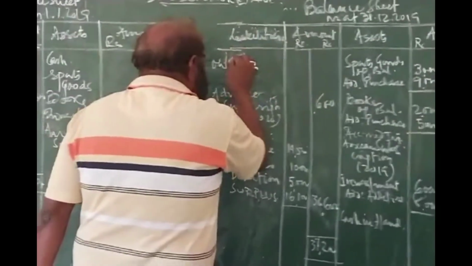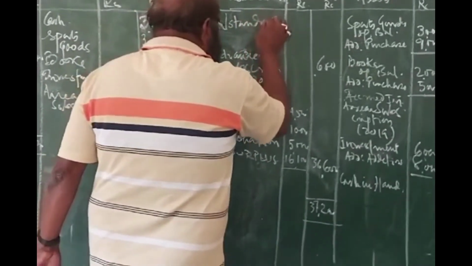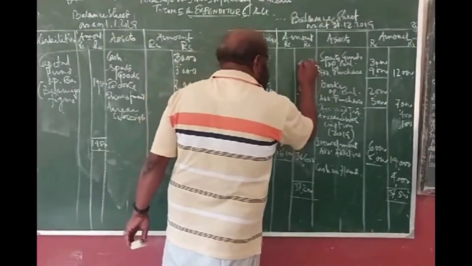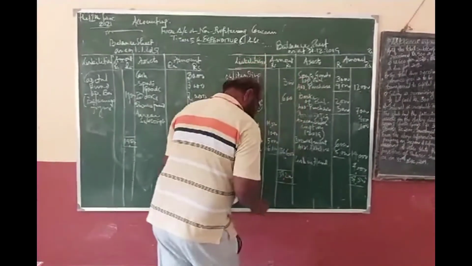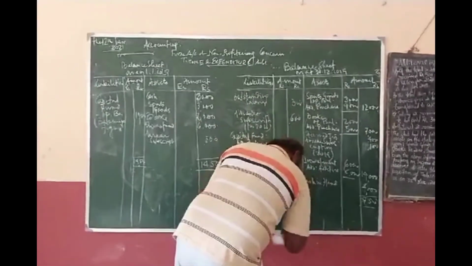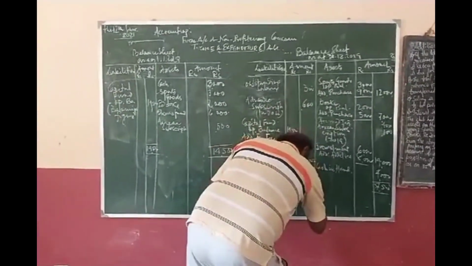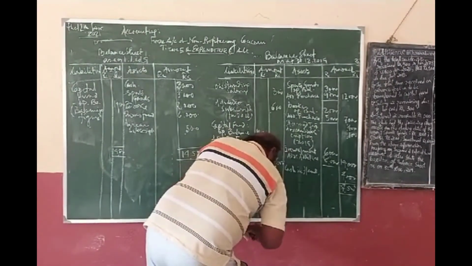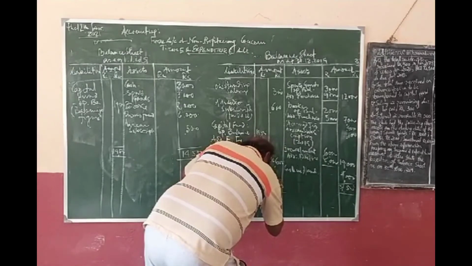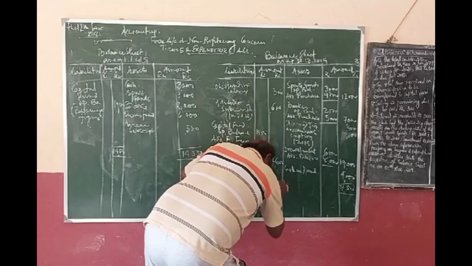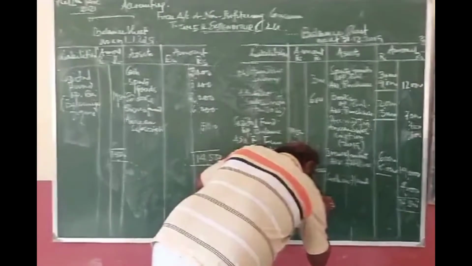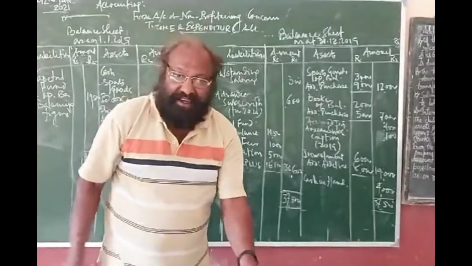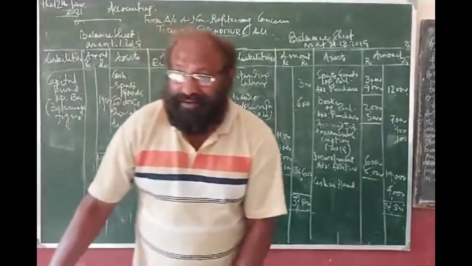Okay. Outstanding salary is your liability, closing liability. It is how much? Clear? So your balance sheet is agreed? Understood?